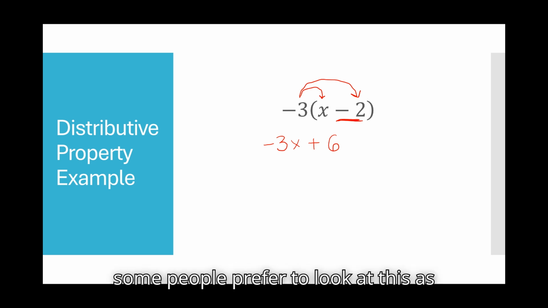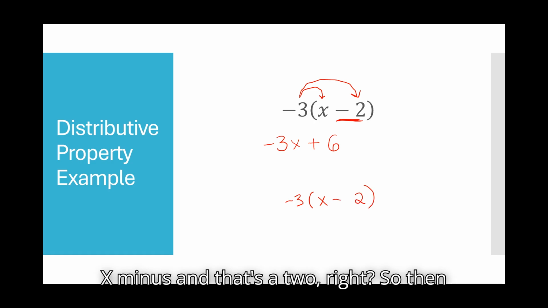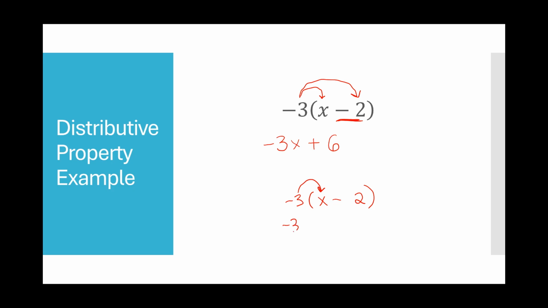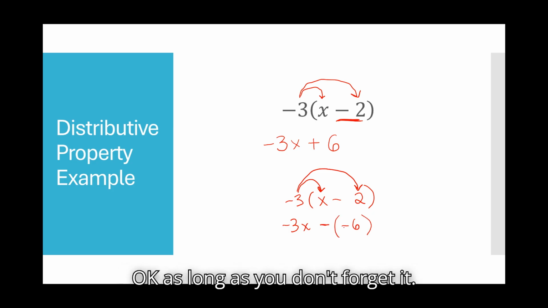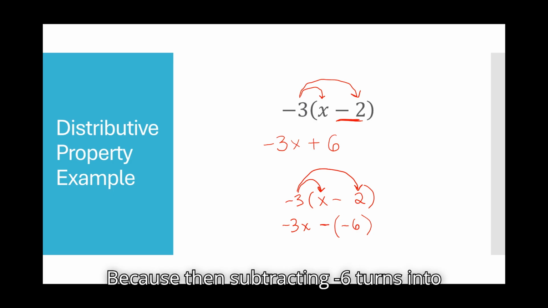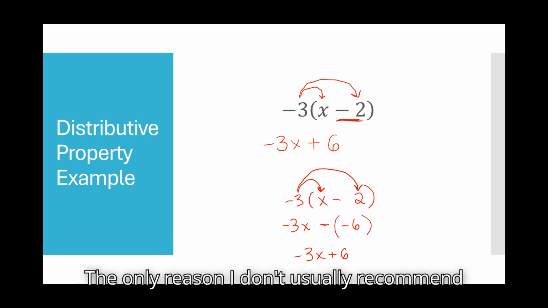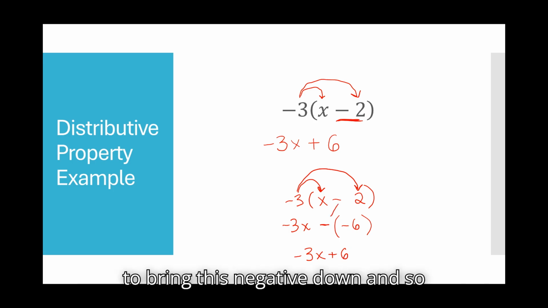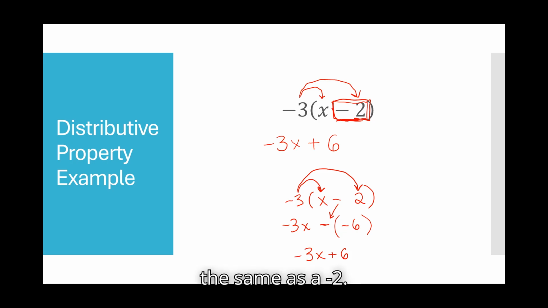Now, some people prefer to look at this as x minus, and that's a 2, right? So then they would go -3 times x, -3 times 2 is -6, and they just bring down the minus. Now that is okay as long as you don't forget it, because then subtracting -6 turns into +6. We're right back where we started. The only reason I don't usually recommend this is sometimes people will just forget to bring this negative down, and so they will end up with a wrong answer. I just attach them together. I'm like, if that's a -2, I'm subtracting 2. That is the same as a -2.